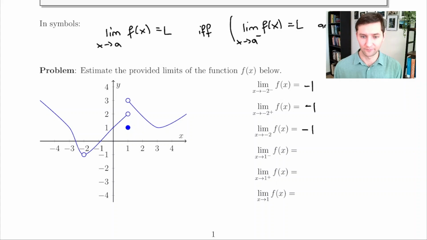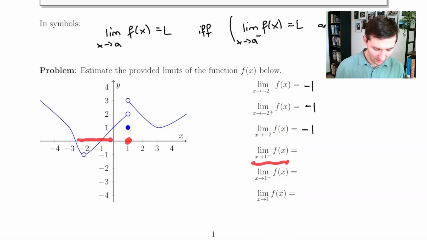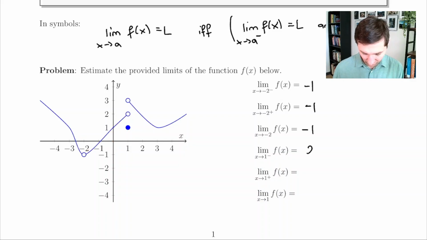Let's see if we can do something similar at x equal to 1. First, I must find the limit as x approaches 1 from the left. I find x equal to 1 on the x-axis. I approach it from the left, and I see that the values of my function get closer and closer to the value of 2. So the left-hand limit is 2.